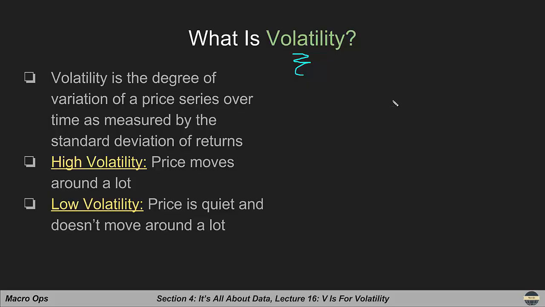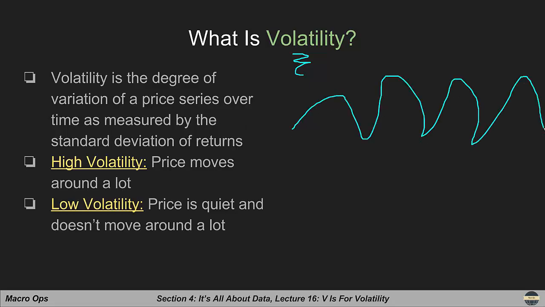So volatility is basically the degree of variation of a price series over time as measured by the standard deviation of returns. And in more layman's terms, we are going to talk about high volatility as price moving around a lot, and low volatility meaning price is quiet and not moving around a lot.